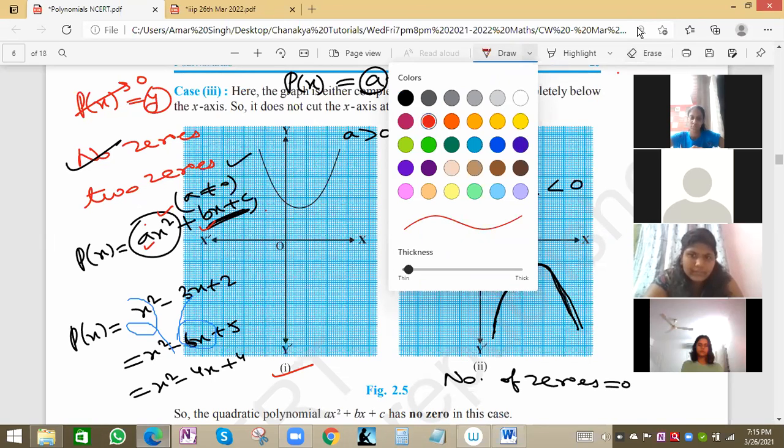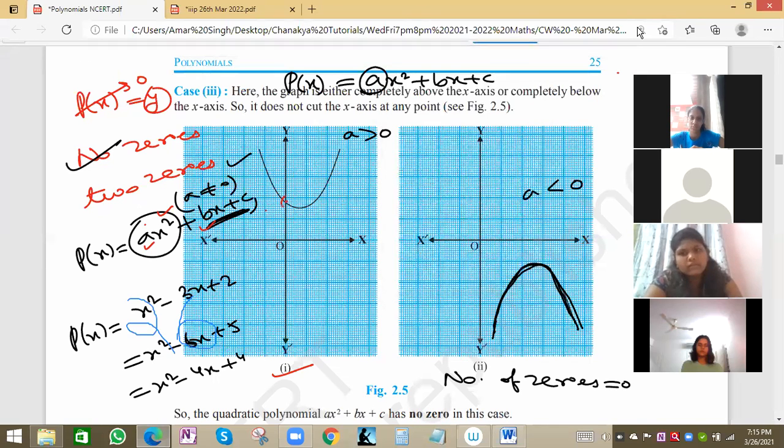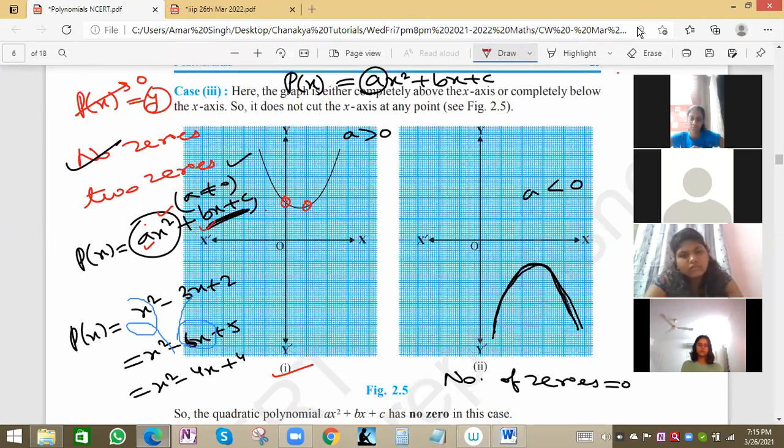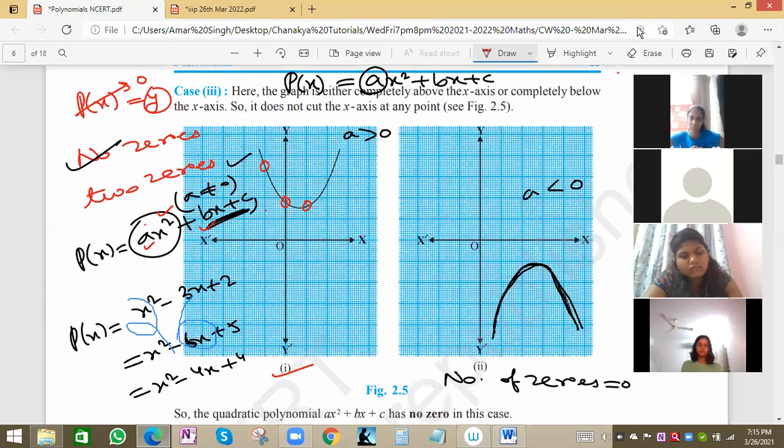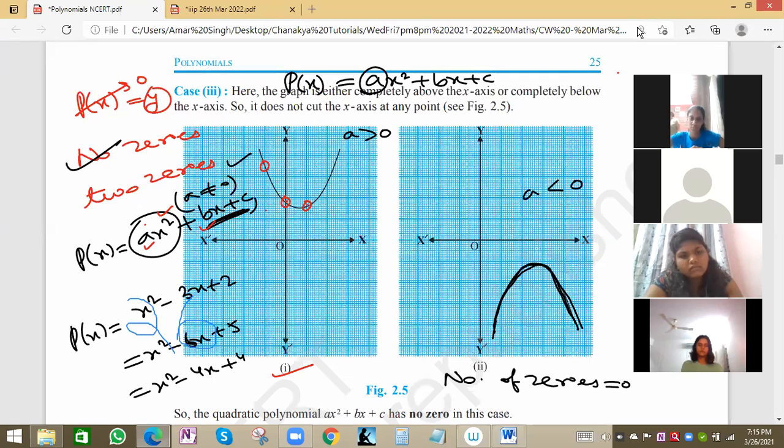Suppose, let me take 3 points. Suppose we take this 1 point. Any point you find easy to plot, we can take. And here 1 point we can take, this one is easy to plot. 3 points we can take. So let me write the values.